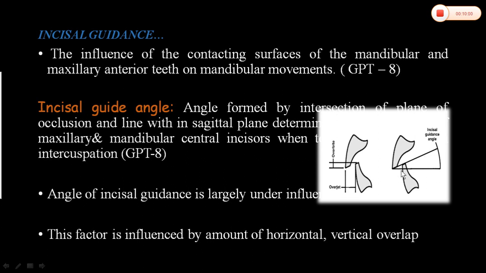So this depends on the teeth arrangement of your anterior teeth. When you are arranging the anterior teeth, what all will be under your control? You have horizontal overlap, that is overjet, and vertical overlap, overbite. So the incisal guidance angle depends on the teeth arrangement, such as horizontal overlap, overjet, and vertical overlap, overbite.